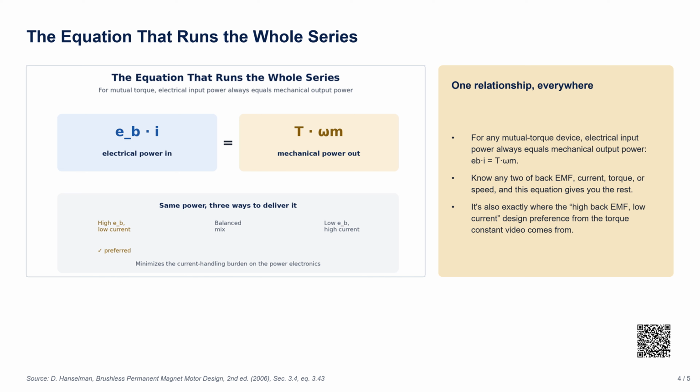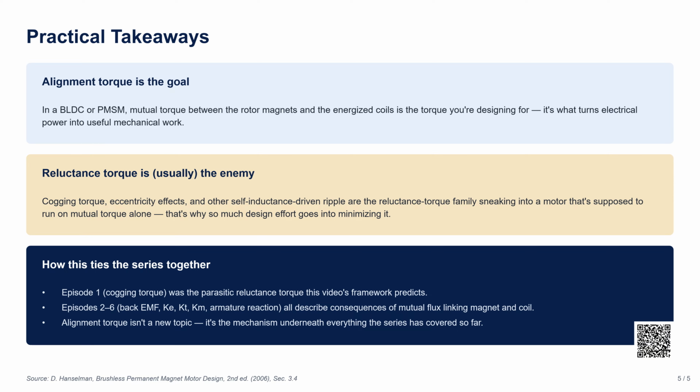This is exactly where the design insight from the torque constant video comes from: the idea that a high back EMF at low current is preferred over a low back EMF at high current for the exact same mechanical power output. That preference isn't a rule of thumb. It falls directly out of this one equation, because minimizing current directly minimizes the burden on the power electronics driving the motor.